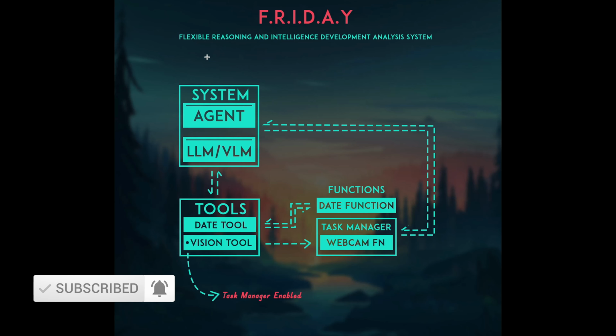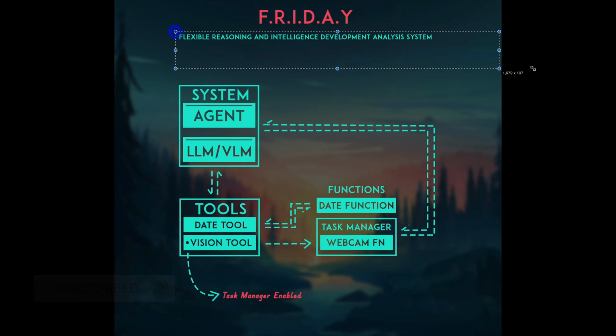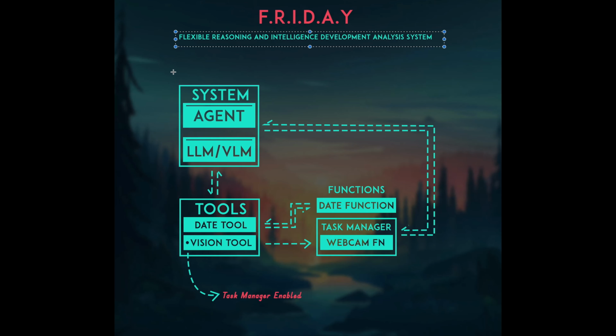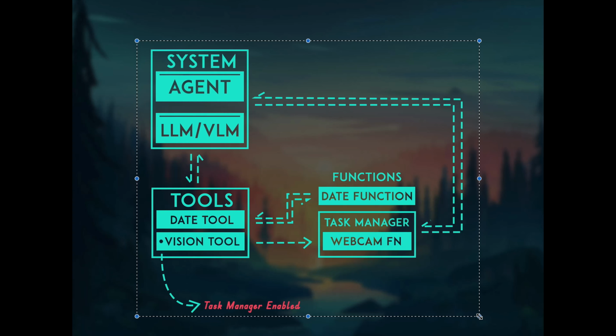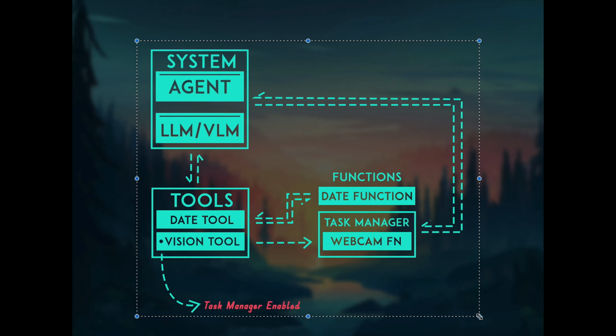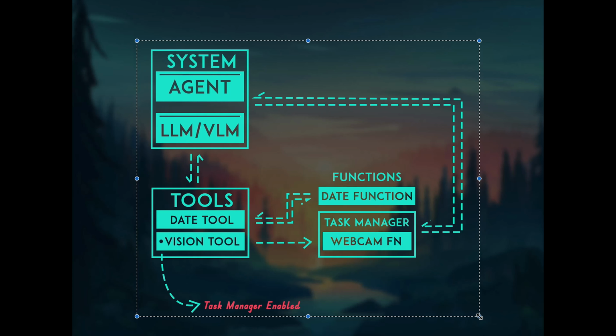Basically, you all know where the name comes from, but the acronym is quite different. It's Flexible Reasoning and Intelligence Development Analysis System. This is just my AI system that I'm actually working on. For a while now, I've been trying to create an AI agent that does better at calling tools, instead of the usual tool chaining where it calls one tool after another. I wanted it to be better at human in the loop tasks. Let's take a look at this system.